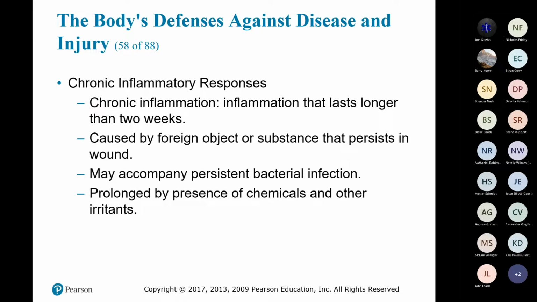Okay, our chronic response. Any response that lasts longer than 2 weeks. It could be caused by a foreign object, a substance that persists in a wound. A good example would be a splinter or possibly a piece of glass, or even a piece of dirt if it gets into a wound.